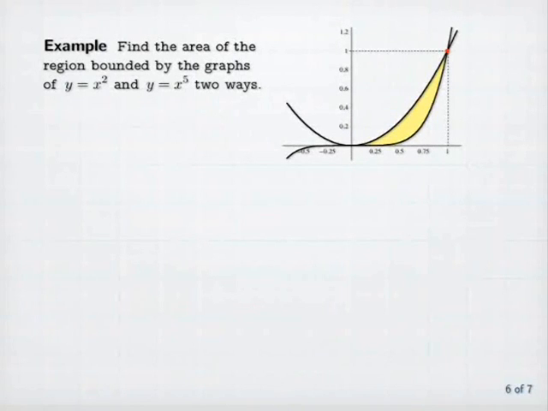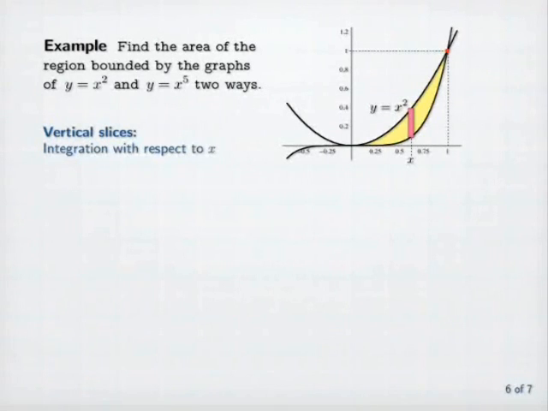Let's first look at vertical slices. This corresponds to integration with respect to x. Here's a vertical slice located at an arbitrary x. The top of that slice is on the curve y equals x squared. The bottom is on the curve y equals x to the fifth. So the length of the height of that slice is going to be x squared minus x to the fifth. And so our dA is x squared minus x to the fifth times dx. So the area is the integral from 0 to 1 of that dA. The computation here is easy.